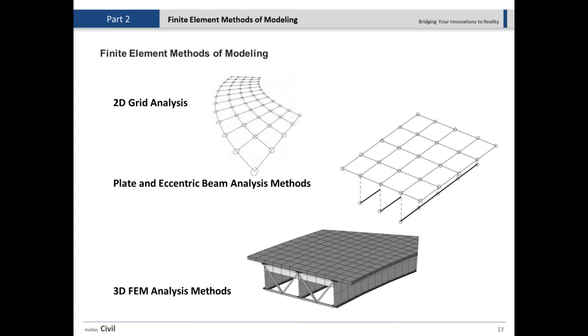The next step, or a little bit better model, would be a plate and eccentric beam analysis method, where you have this 2D model, you are just giving eccentricity to the beam, and then kind of modeling it as 3D. But that's also not very good. It's not comprehensive enough to completely give us the results that we are expecting.